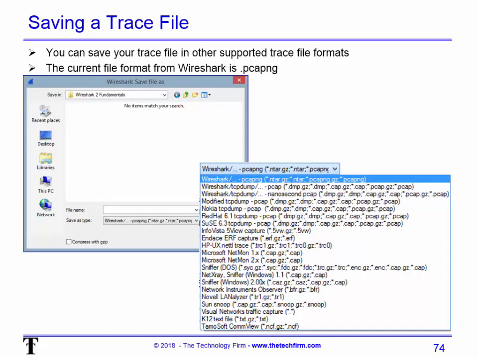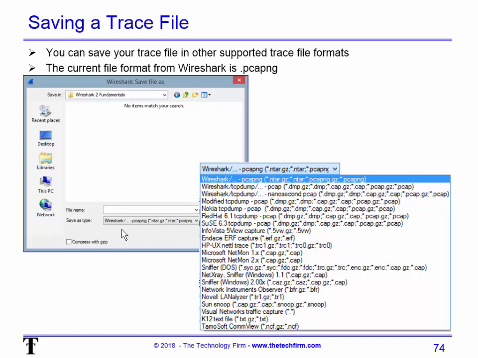There'll be many scenarios where you're going to want to save your trace file and possibly in a different format, right? So here we go. When you go to File, Save As, you'll see obviously the regular stuff. Now, save as type. The latest file type for Wireshark is PCAPNG. You may be familiar with PCAP or CAP. This is the Wireshark format.